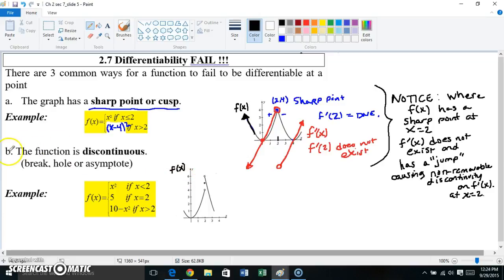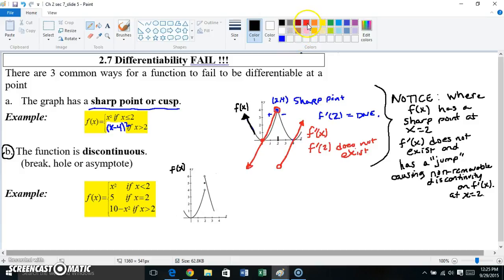Okay, now let's take a look at example B. The function is discontinuous. Here's a function f of x. It is discontinuous. It has a break or a hole or an asymptote. Okay, in this graph, we would say it has a break. There is a jump from 2, 4, where there's a hole, up to 5, and then up to 6, where there's another hole. Okay, we have the graph of a parabola, a point, and the graph of a downward opening parabola.